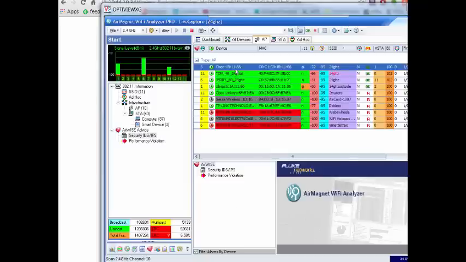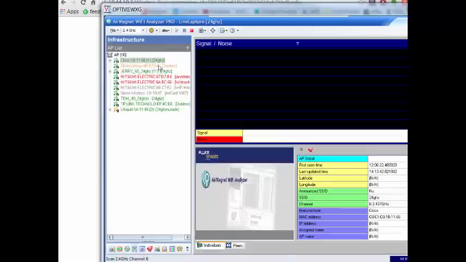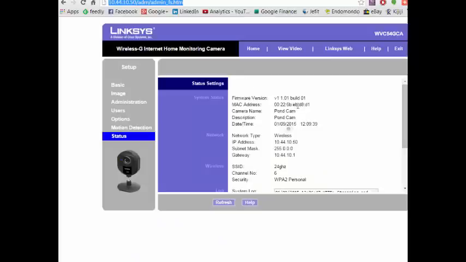But in the OptiView side of things, when we were trying to figure this out, we actually went to this access point, this unmanaged one, and we could see that's the MAC address, D8D1. And if you take a look at the MAC address here, D8D1. So it was still talking to that.